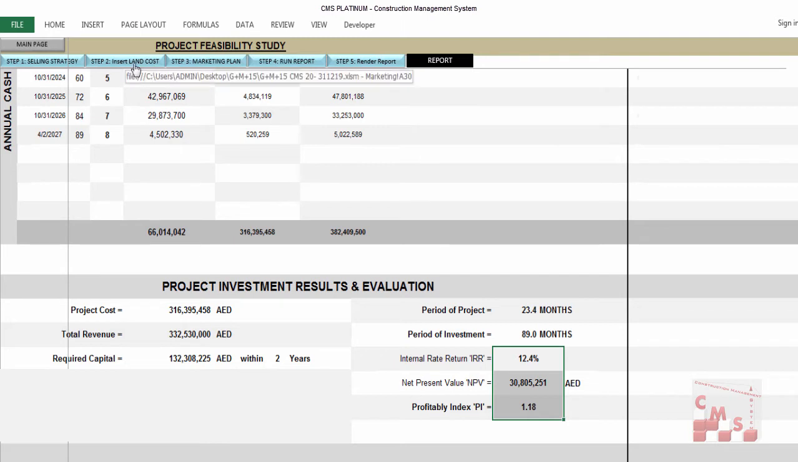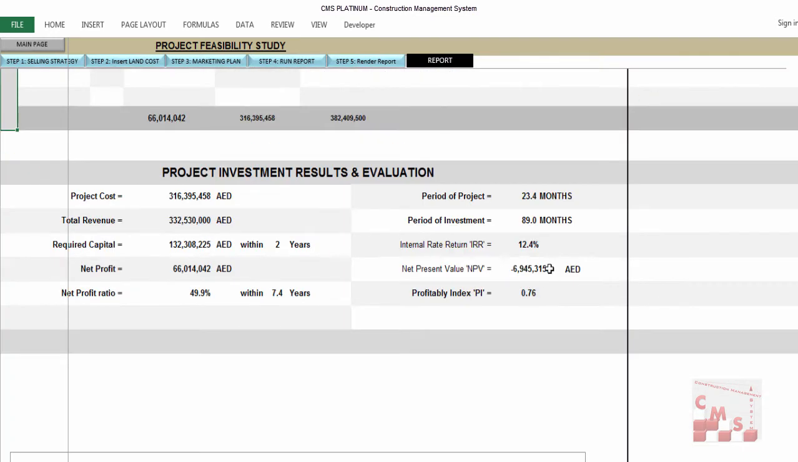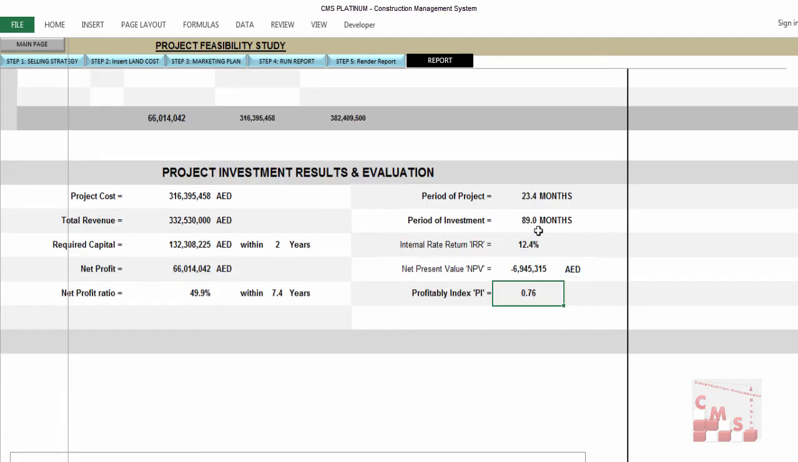Let's take an example in case of a change in the discount rate. Suppose your country has a 15% discount rate. What is the meaning of discount rate? That's the common annual interest in your country's banks. How will the report be in this case? The net present value is coming negative, and the IRR is less than the discount rate, which is 15, and the profitability index is now below 1.